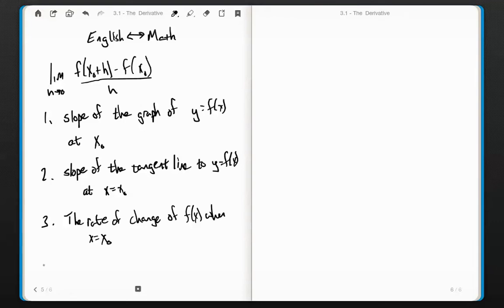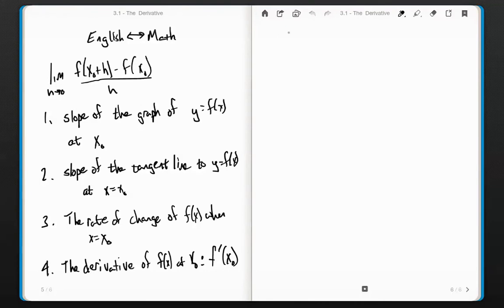Or finally, and this is our first real introduction into calculus, the derivative. This is our first new word, the derivative of f of x at x naught. And this is written as f prime of x naught. So what does that mean? It means that f of x is the y value, f prime of x is the slope.